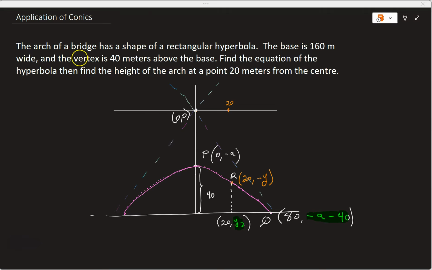We have the arch of a bridge that has the shape of a rectangular hyperbola. The base is 160 meters wide and the vertex is 40 meters above the base. Find the equation of the hyperbola, then find the height of the arch at a point 20 meters from the center. Okay, so a few pieces of information we need to extrapolate and then draw the graph, which I have actually done for you.